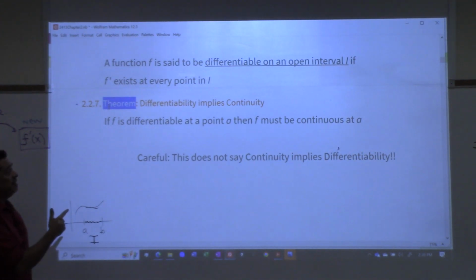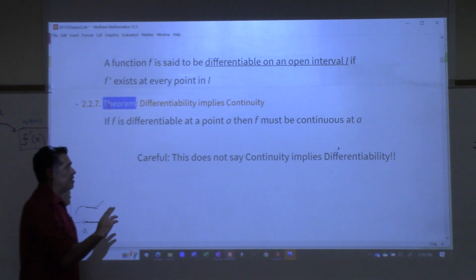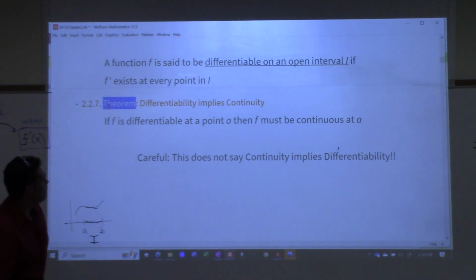And then I say, be careful, because when you read a theorem, you have to be careful how you read it.